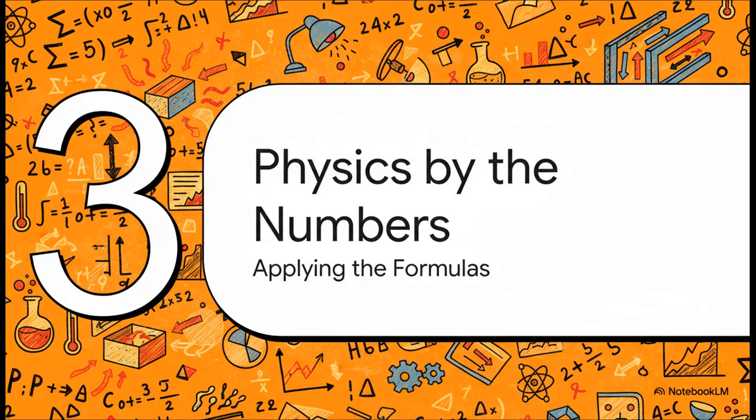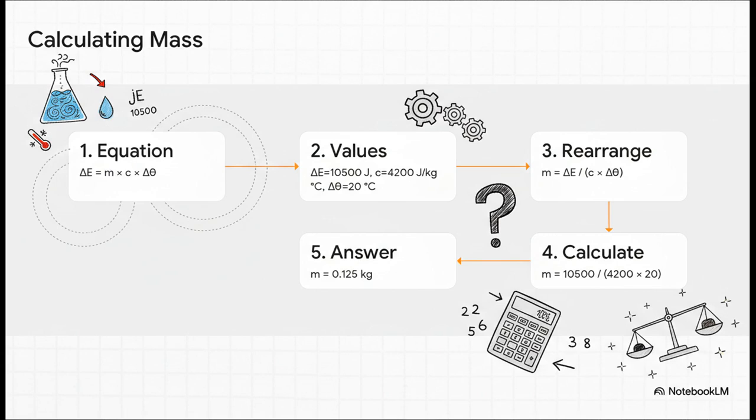All right, we've nailed down the method and the tools. Now it's time to get our hands dirty with some calculations. Physics isn't just about big ideas. It's about using math to figure out exactly what's going on. So we're told that 10,500 joules of energy left the water as it cooled down by 20 degrees Celsius. We're also given a special number for water called the specific heat capacity.